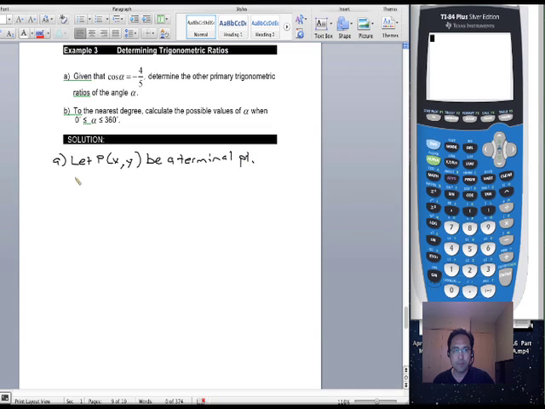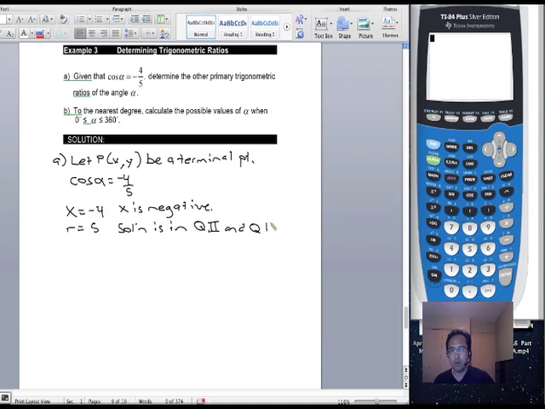Okay, so that means here we've gotten some information that cos alpha is equal to negative 4 over 5. Remember, the ratio is always going to be positive, so that means the x value is negative 4 and the r is equal to positive 5. So we know that from here we see that the x is negative. So in order for the x to be negative, it must be in quadrants 2 and 3. So the solution is in quadrant 2 and quadrant 3.